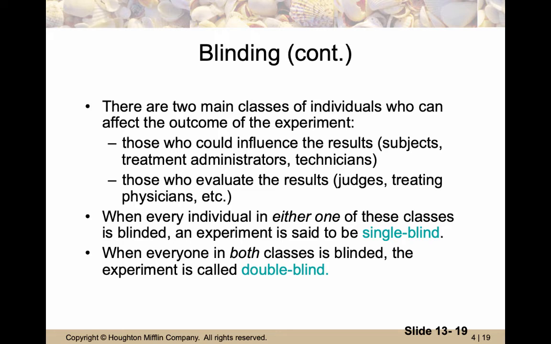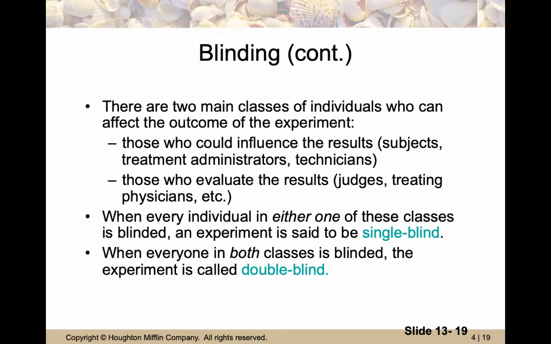When every individual in either one of these classes is blinded, an experiment is said to be single blind. You are going to be aware of whether you are participating in a music program or not in a music program. And so there is no way that a subject could be blinded in that situation. However, the teachers who were grading all the classwork for the students could be blinded to that. It'd be a little tricky, but that could happen. So it could happen that it was single blind.